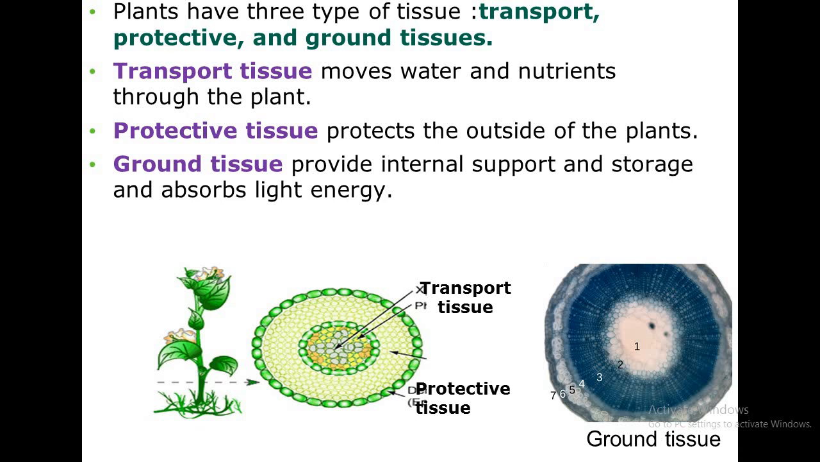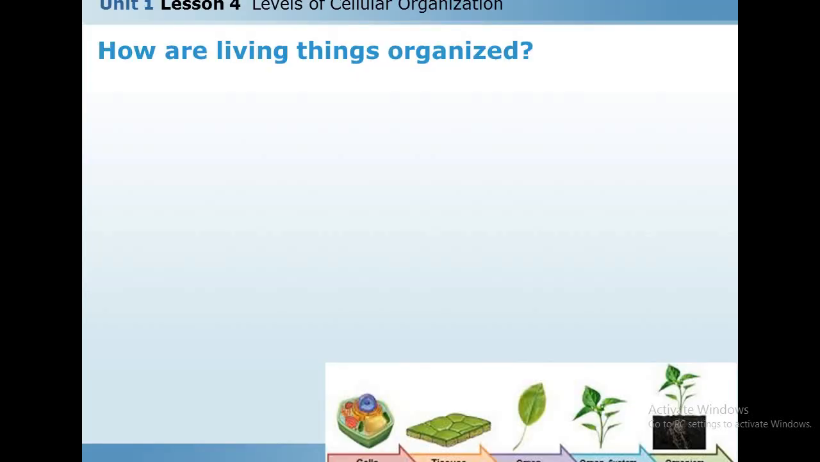Okay. Plants have 3 types of tissue. Tissues that's going to transport, tissue that's going to protect, and some type is called ground tissue. Transport is transporting water and nutrients through the plant. Protective is to protect outside the plant, and ground tissue is providing the internal support and storage and absorbing everything that's needed for the photosynthesis process inside the plant. These are the 3 types of tissue that are found inside the plant.